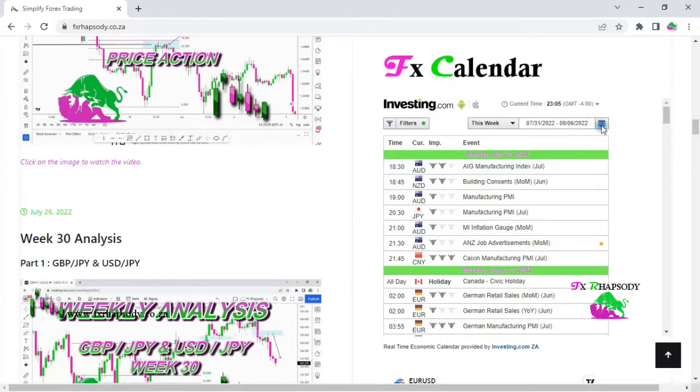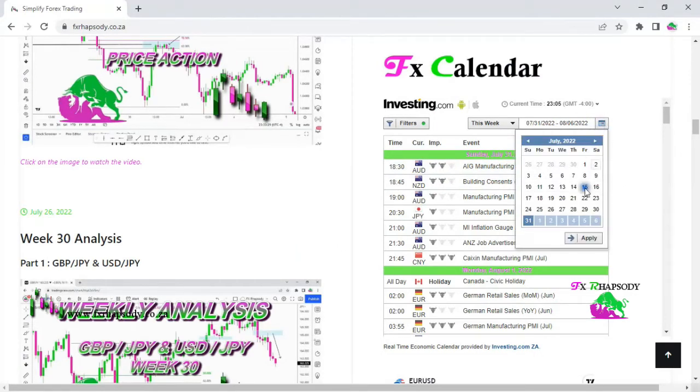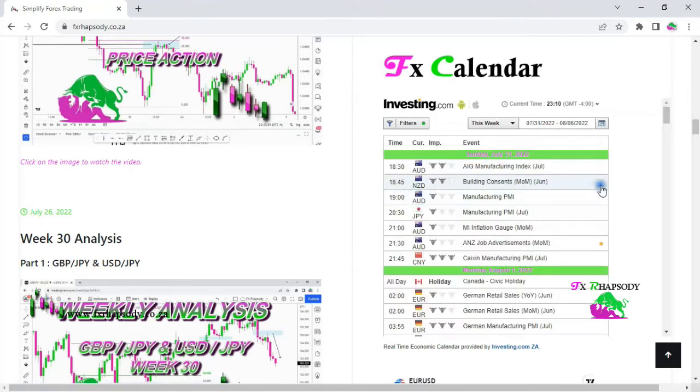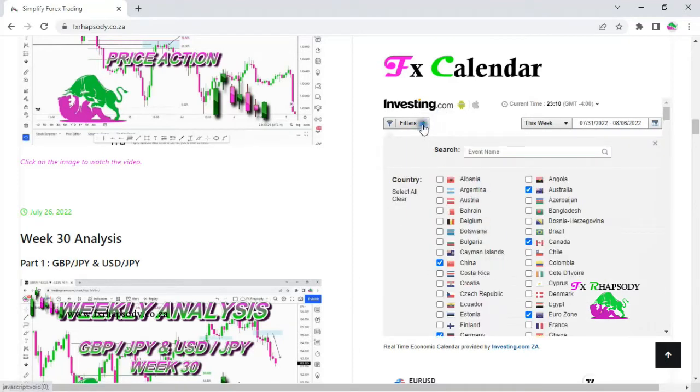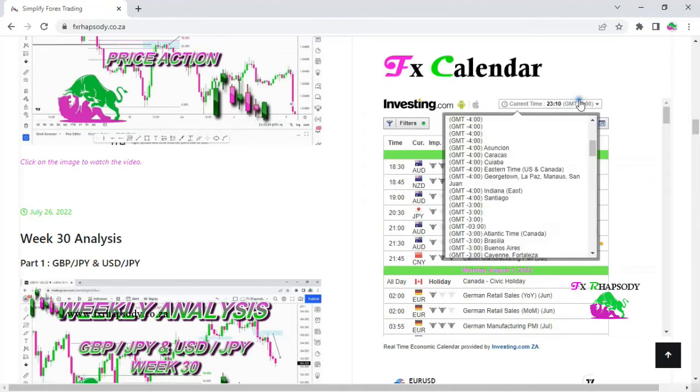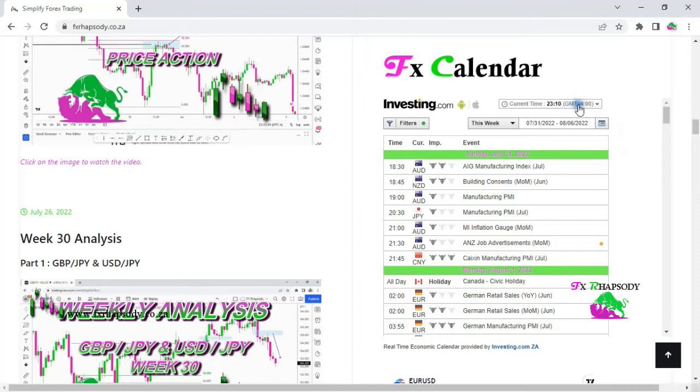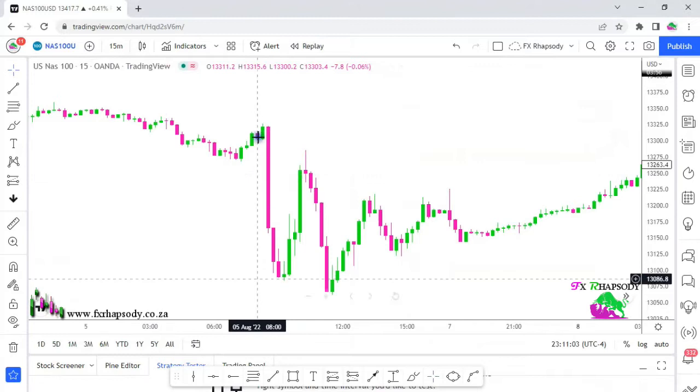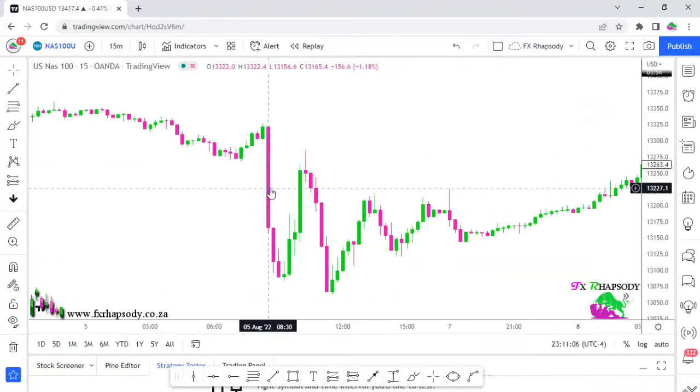So we're going to be looking at our first area here, which will be a first example. I'm just going to select it here from the 31st to the 6th. Okay, you can apply that. And then also you can filter any news events or whatever you want to, and also the time. So I'm having my time on a GMT-4. It's basically your New York time, because if we look at the chart, this is exactly how I have it on my chart. So on the 5th, that was last week, Friday, basically.